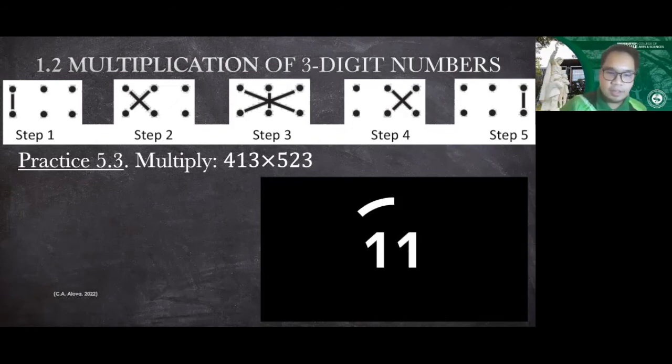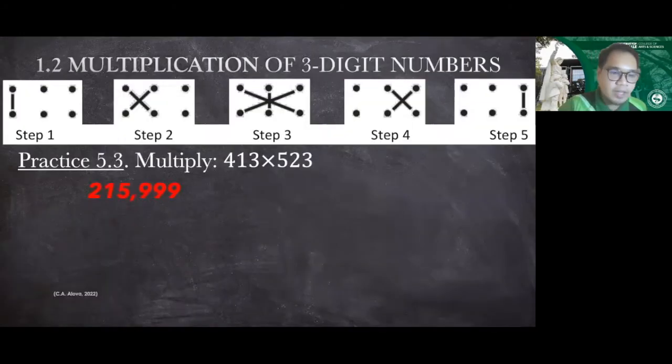Okay, so together 10, 9, 8, 7, 6, 5, 4, 3, 2, and 1. Here we go. So this is our answer. That's 215,999. So to show how that is our answer, hopefully most of you got the correct answer. So let's have it. Sorry, that's 2.